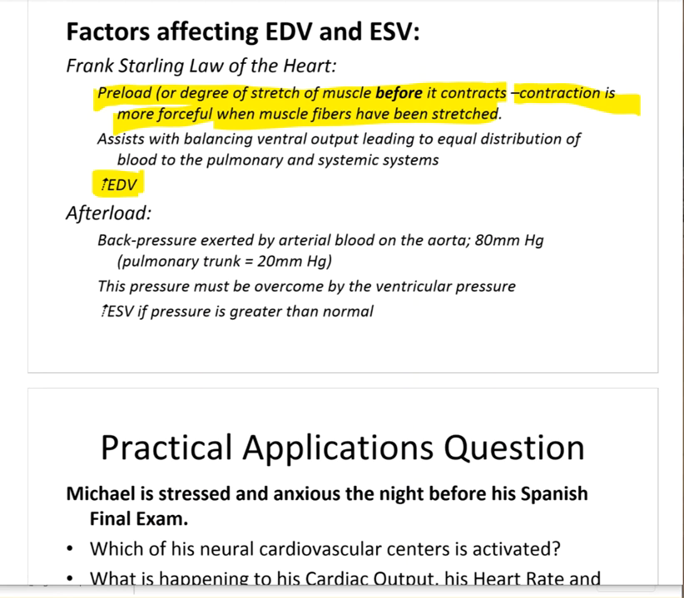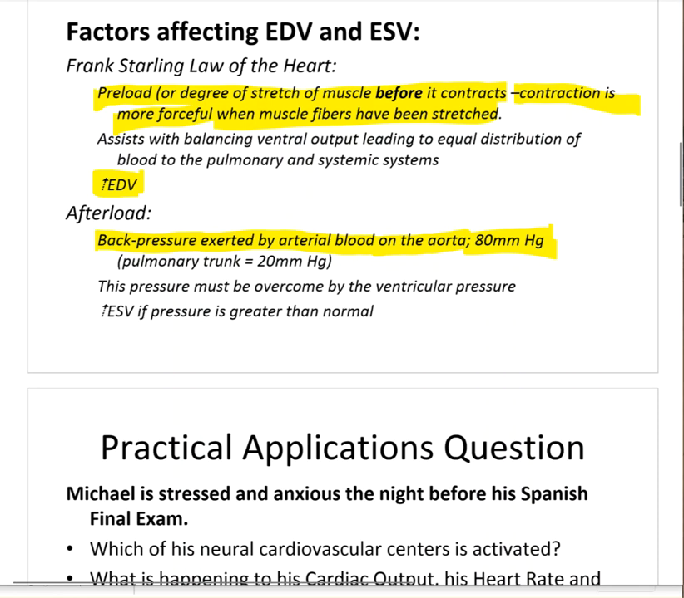Now there's another term, afterload. Afterload is the load after blood has been ejected. Remember we said that when we eject the ventricle blood, it goes into the aorta. One thing we didn't remind ourselves of is there's already blood in the aorta, right? There's blood sitting there. That blood came back and closed the semilunar valves. So we have to overcome the pressure of that blood in order to get the blood out of the ventricle. Okay, does that make sense? This is called back pressure exerted by the aortic blood. This tends to be 80 millimeters of mercury.